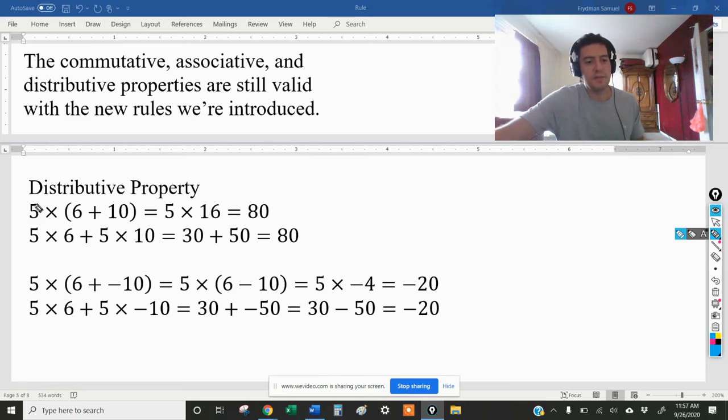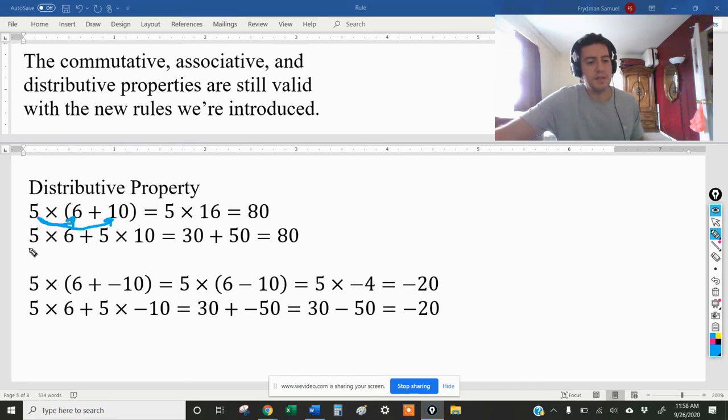And then 5 times 16, which I wrote here, is equal to 80. Now, what if I do it this way? What if I do 5 times 6 plus 5 times 10, right? Sometimes I like drawing arrows here when I'm talking about the distributive property. So for doing it this other way, I would do 5 times 6 plus 5 times 10.